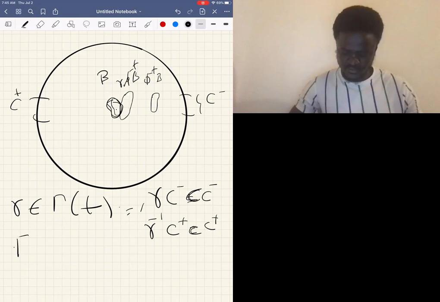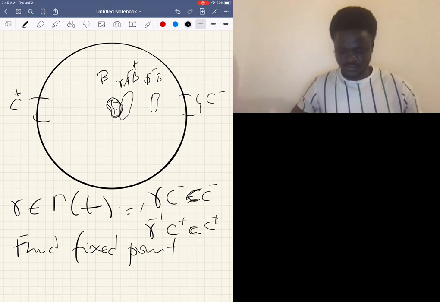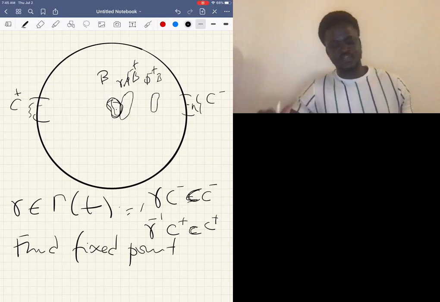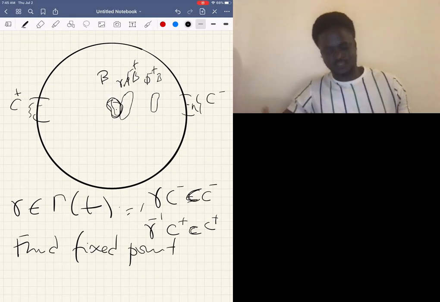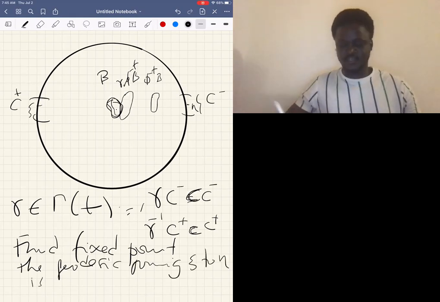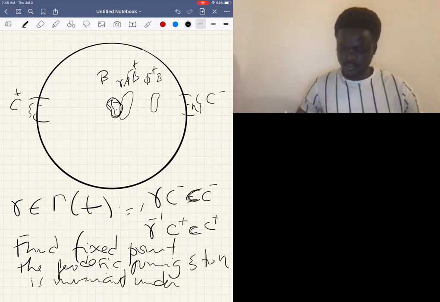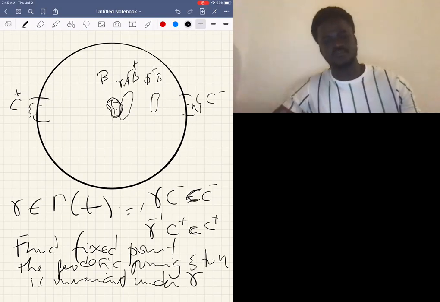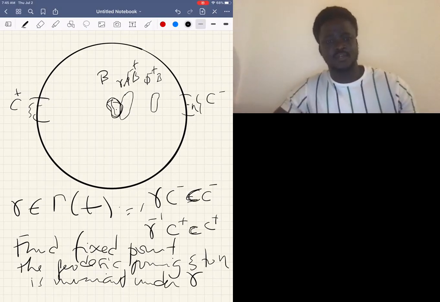So find fixed points in the boundary. You have two points, xi and eta, that are fixed. And then you can join these two points by a geodesic. The geodesic joining xi to eta is invariant under this gamma, and therefore it descends to a closed geodesic downstairs in the manifold. And so this is a closing lemma that we use here.